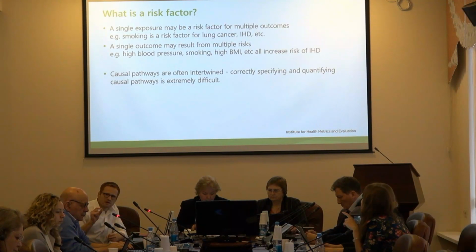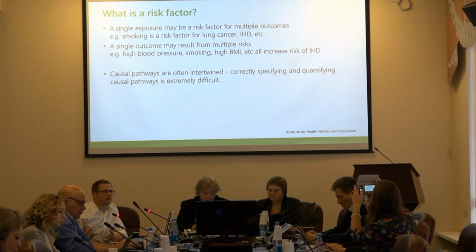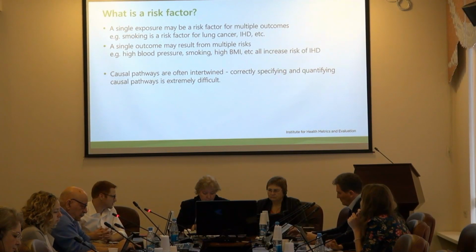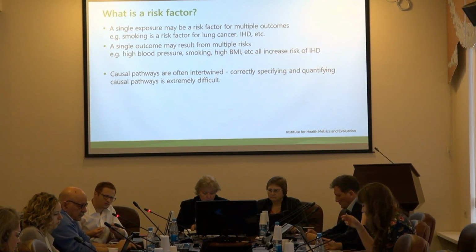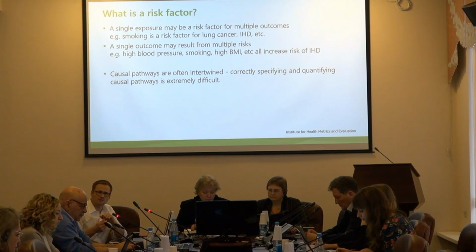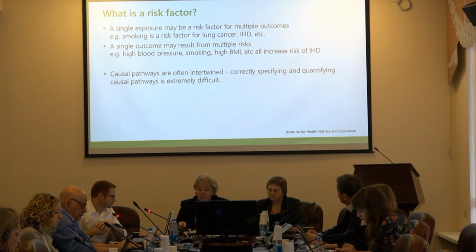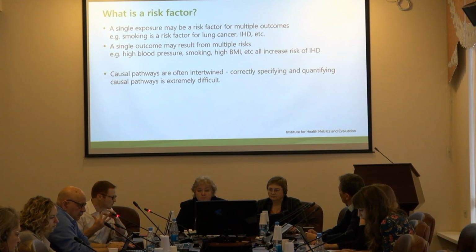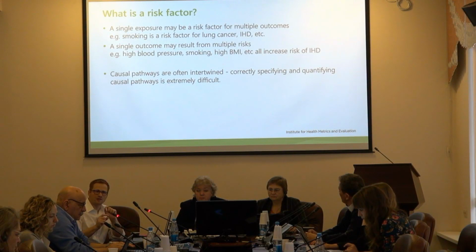It's worth noting that a single exposure can be a risk for multiple outcomes. For example, smoking is a risk factor for lung cancer, ischemic heart disease, and many other things. And vice versa, a single outcome may result from multiple risks. So ischemic heart disease is an outcome for high blood pressure, smoking, and high BMI, for example. And because of this, we end up with a situation where the causal chains are often intertwined and very complicated, and it makes it quite difficult to break everything out and correctly quantify all of these causal pathways.